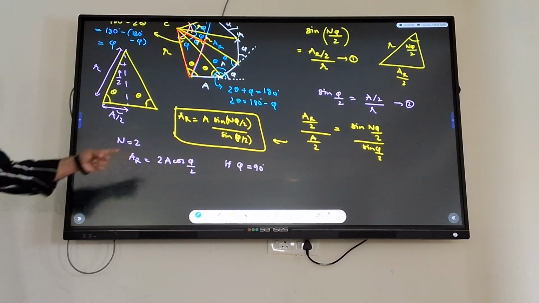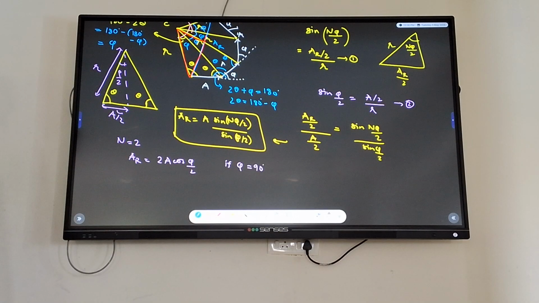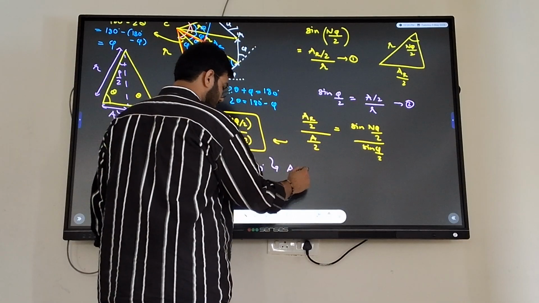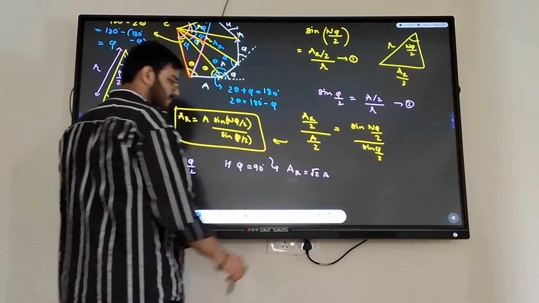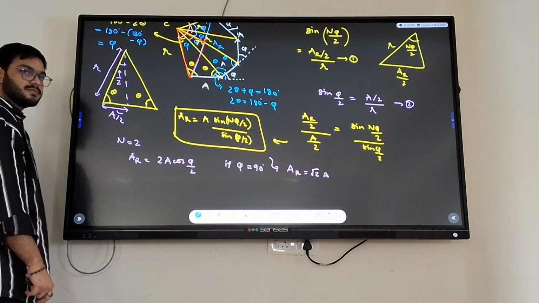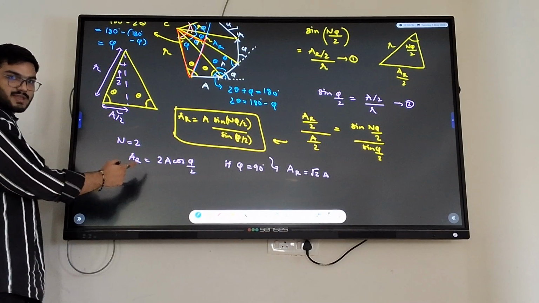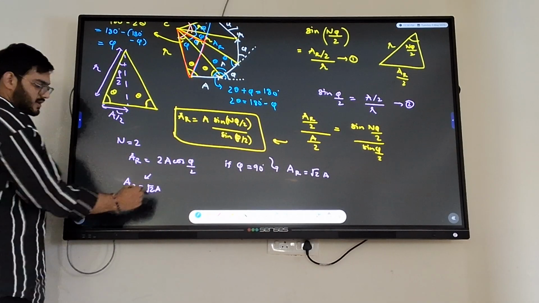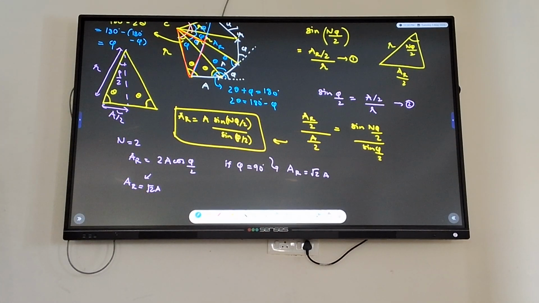What is AR from there? N equal to 2 and phi equal to 90 degrees. Should be root 2 A, no? Please check. What about from here? Again the same thing? Then I hope my formula is correct. It generalizes, and it also works on the special case. Is it okay? You should actually remember this formula in general.